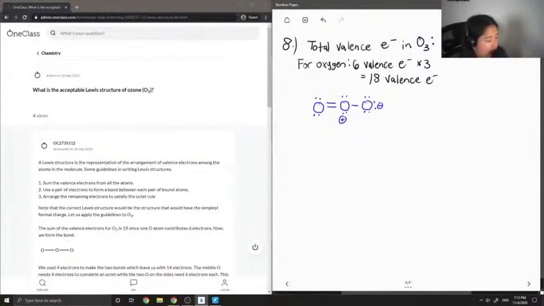And we want our molecule to be neutral overall. So if we have a positively charged oxygen, then one of them has to be negatively charged in order for it to be a neutral molecule.